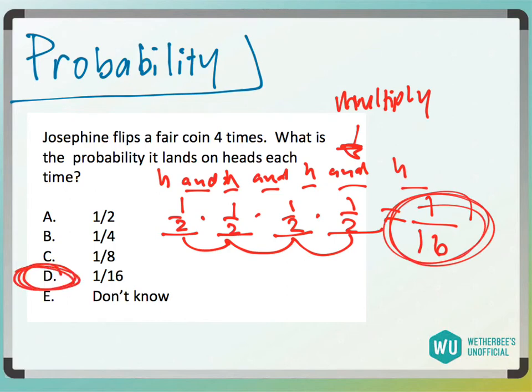Answer choice D. Right, you should be thinking about this, that definitely the probability that it's going to land on heads 4 times in a row should definitely be less than the probability it's going to land on heads just once, right? So think about how when you multiply fractions like this, it's going to get increasingly smaller. So the probability it's going to land heads 4 times in a row should keep getting smaller and smaller. So 1/16, answer choice D.